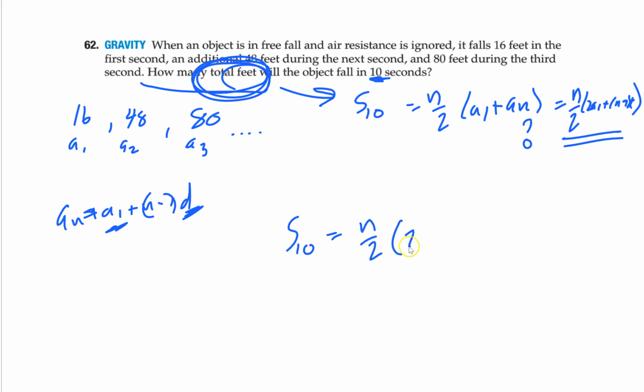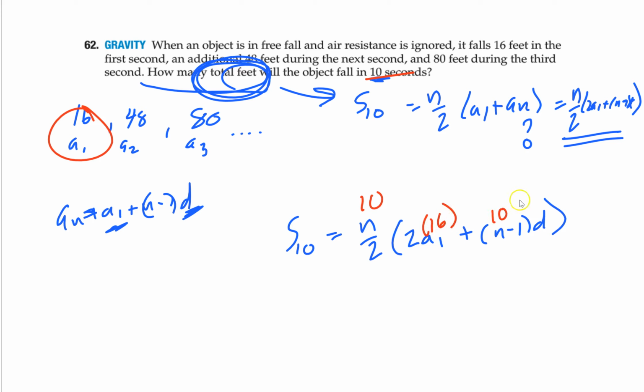So this is the formula I like to use, because it has it all kind of baked in there. I don't need to find AN. All this stuff's going to take care of it for me. N is 10, right? 10 seconds. A1 is 16. N is 10 again. And the common difference D, if you do 48 minus 16 or 80 minus 48, you get the same thing. You get 32.